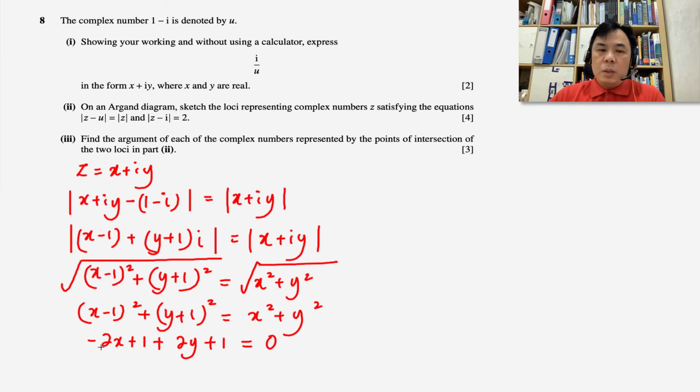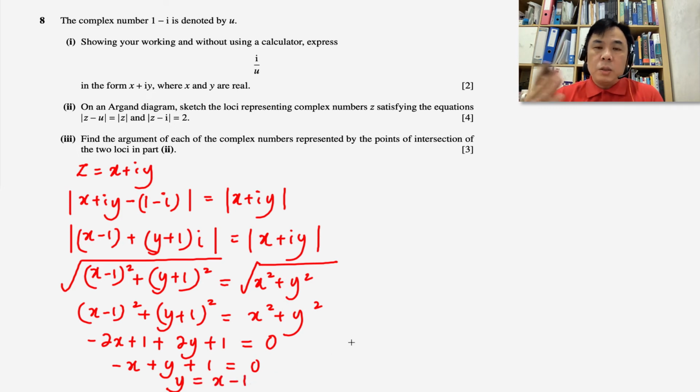And then with a bit of simplification here, you find that it is negative x plus y plus 1 is equal to 0. And then finally, we can write this in terms of y equal to mx plus c. So in terms of y equal to mx plus c, it is written as here. I'm going to write it down as y equal to x minus 1.